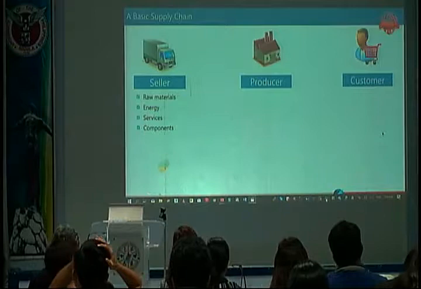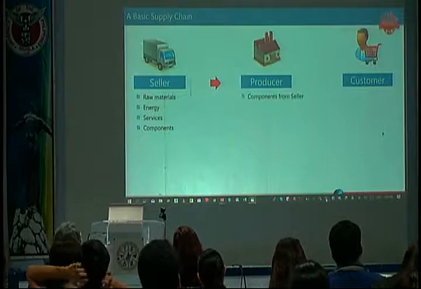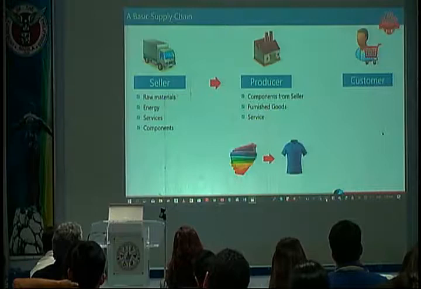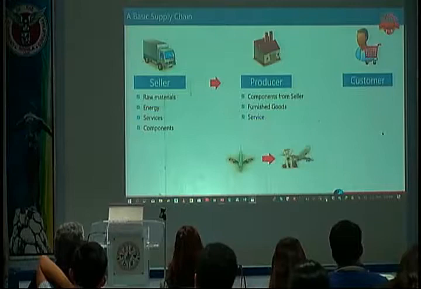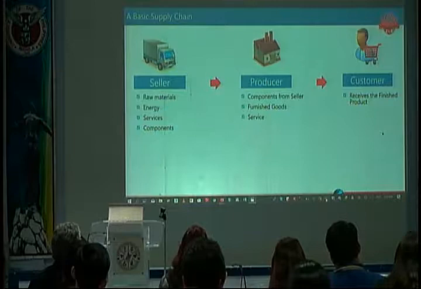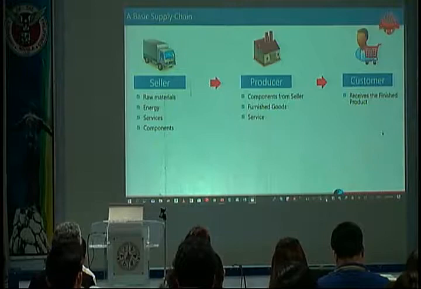The producer is the one who receives components from the seller to produce the finished good or service, such as shirts from fabric, crockery from plastic, power from electric wiring, or provides transportation through aircraft. The customer is the one who receives the finished product. That is the one who wears those shirts, uses the crockery, turns on the lights, or flies in an aeroplane.